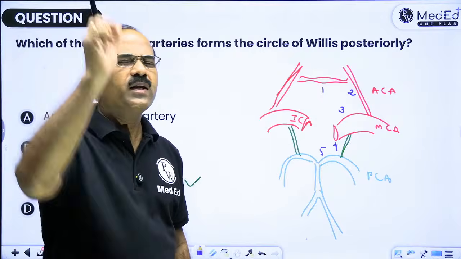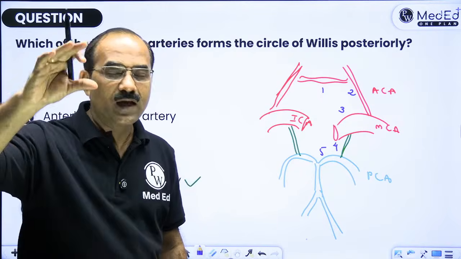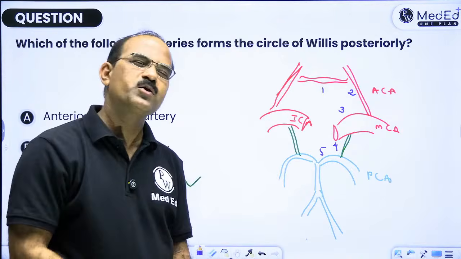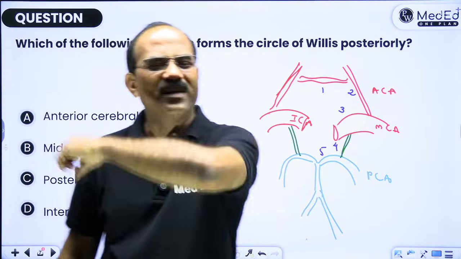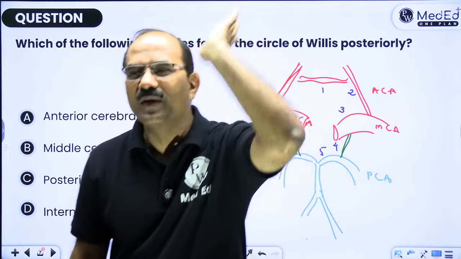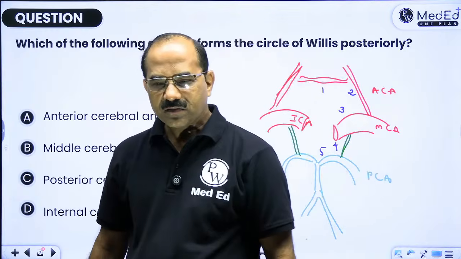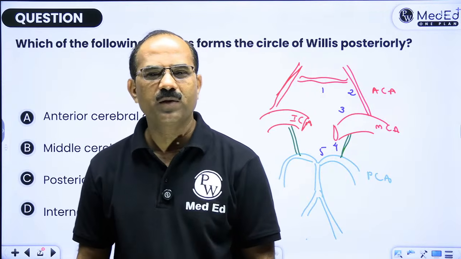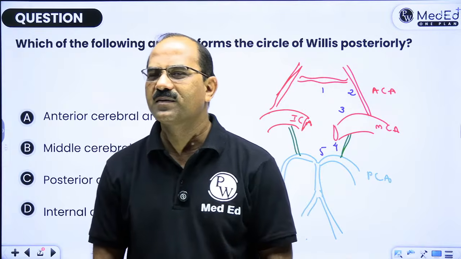Now, if you can answer this, the motor area or the sensory area of the cortex is supplied by which artery? Come on, students. One MCQ from my side. The sensory or the motor area of the cortex is supplied by which artery? Any guesses?